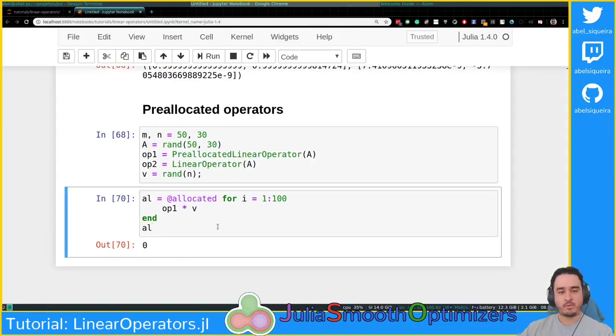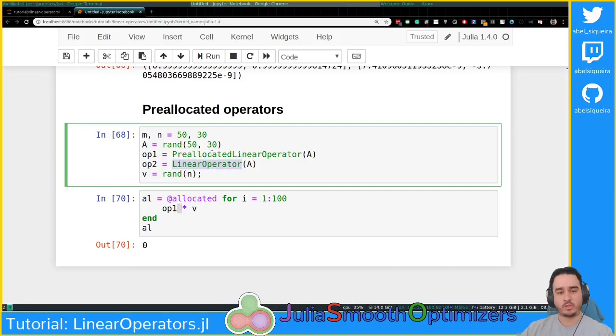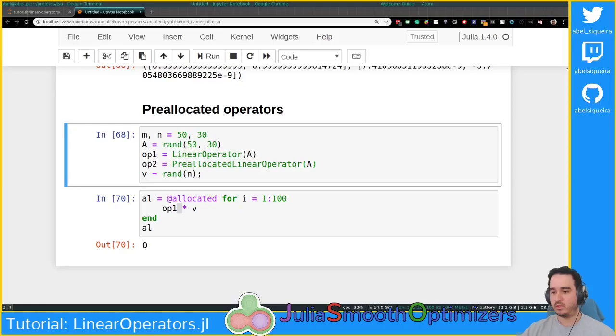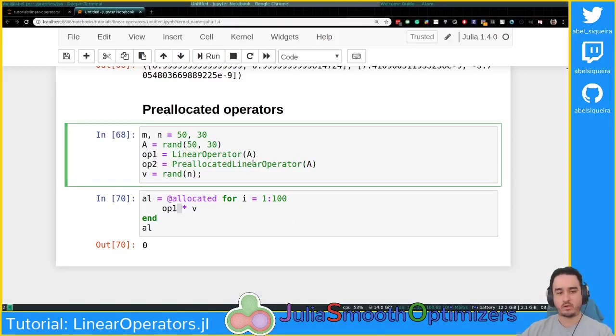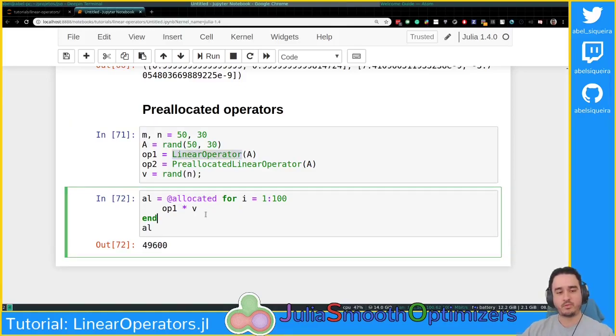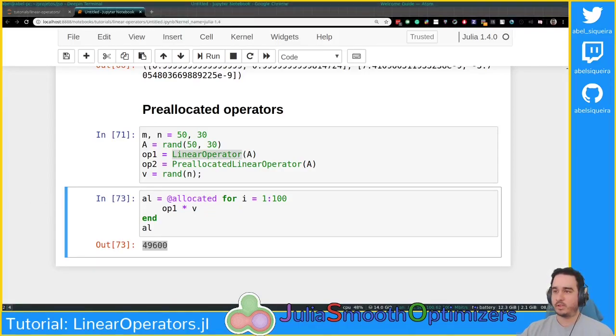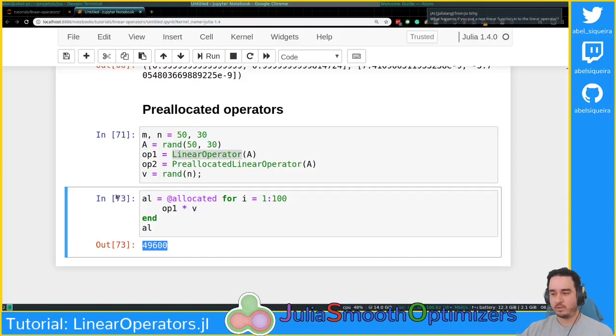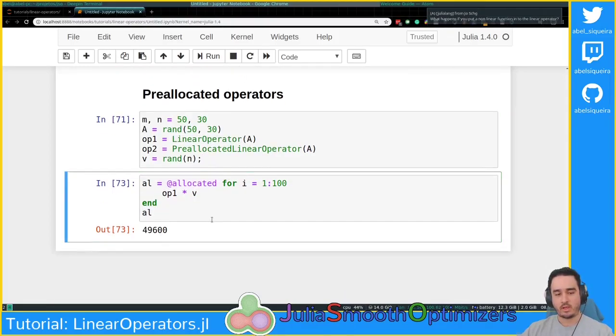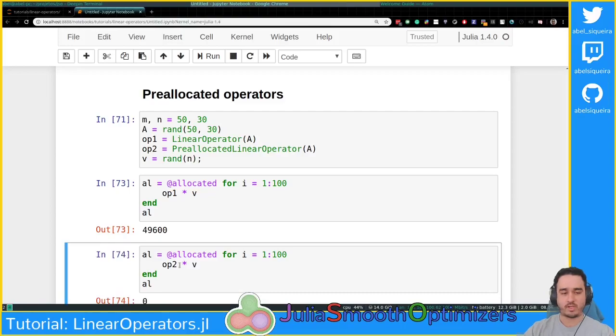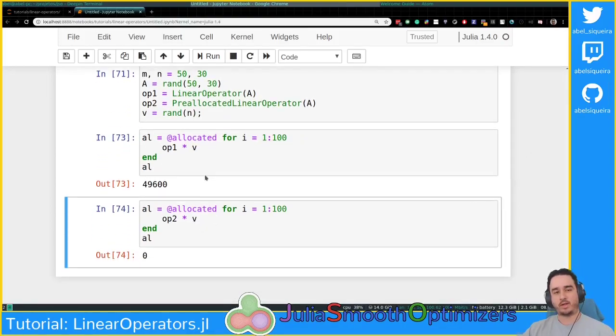So this is how much memory is being allocated when I use OP1, which is the pre-allocated one. By the way, maybe I should change this order so it makes a bit more sense to show the error first. So this is a linear operator, and when I compute OP1 times V, I'm allocating 49,600, I think, bytes. And if I do this with OP2, we already saw the result, it is going to allocate nothing.